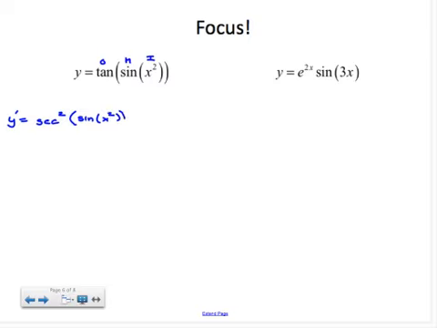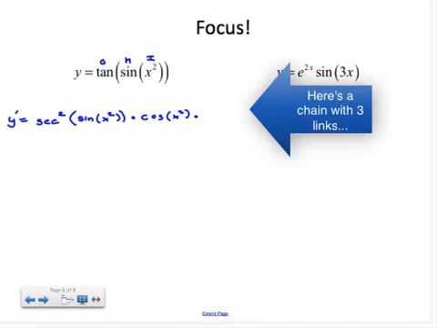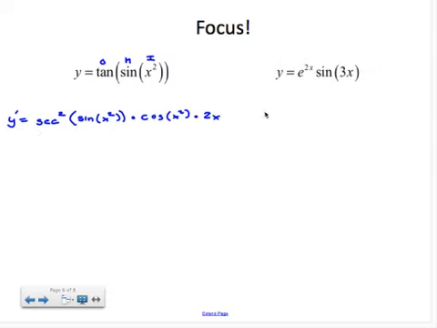Now we start tacking on derivatives, okay? Times the derivative of sine of x squared is going to be the cosine of x squared. And now x squared is my inner function. I need to multiply by the derivative of x squared, which is 2x. Okay? If that went too fast, then take your time and write it out. I'll write it out on the next one a little bit slower so you can see all the steps.